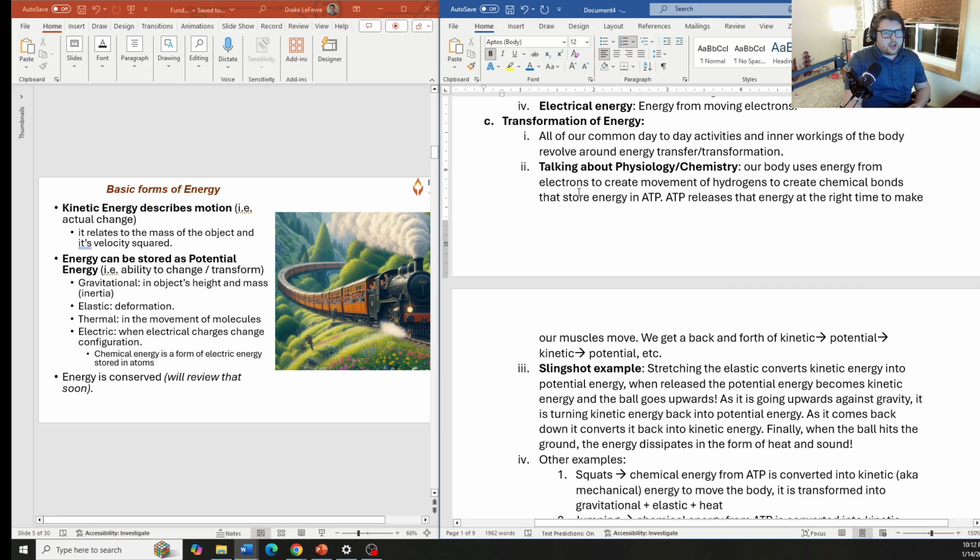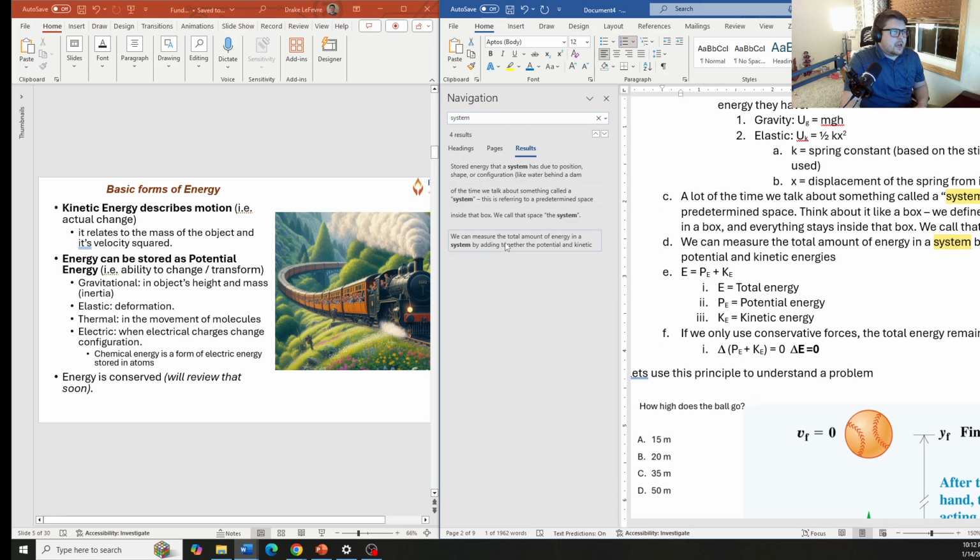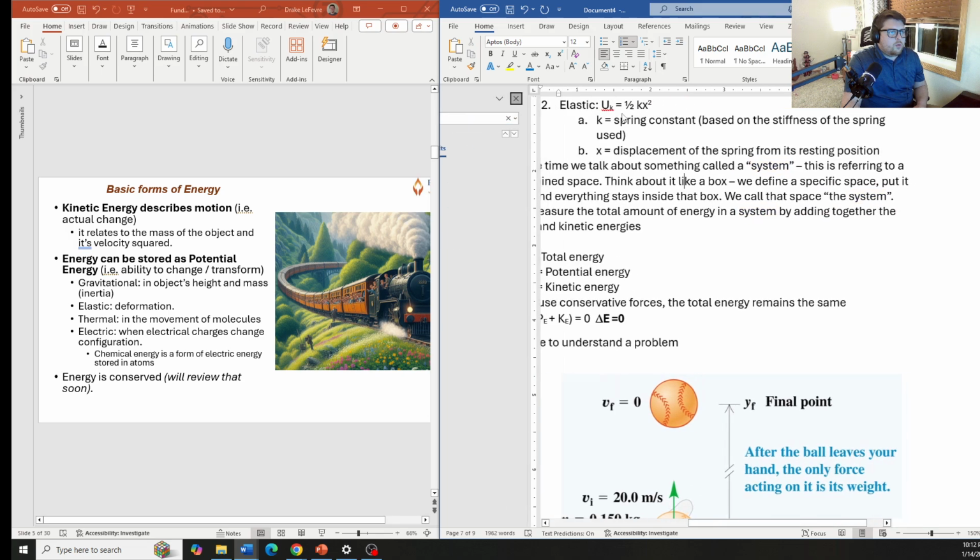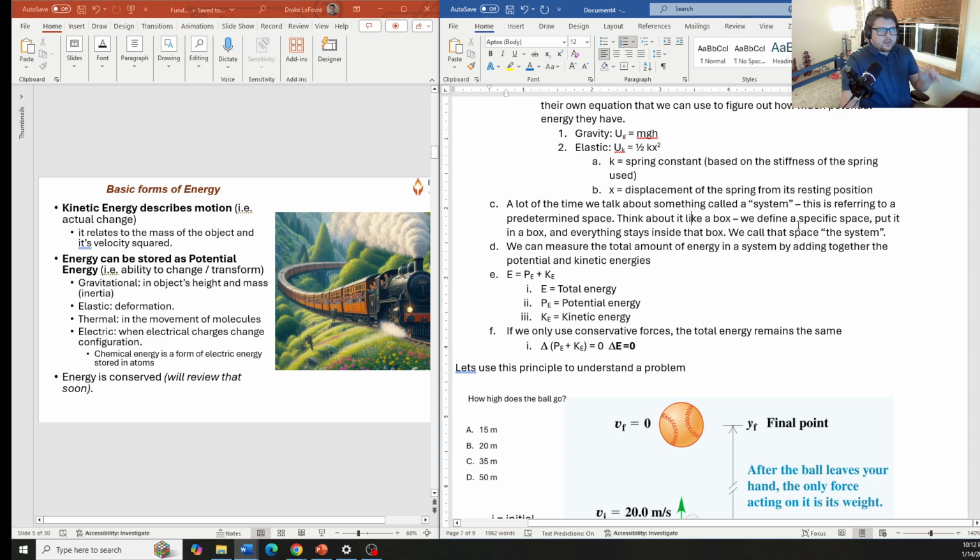A minute ago, I mentioned this word called the system. I'm going to jump ahead a little bit. When we talk about the system, this is referring to a predetermined space. It can really be anything. So for example, we could say, oh, the universe is a system. The earth itself is a system. Our body is a system. A single cell is a system. This water bottle in here, the inside with the cap closed, inside of this is a system.